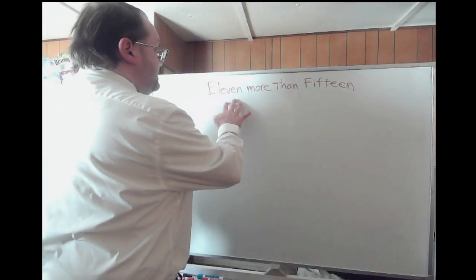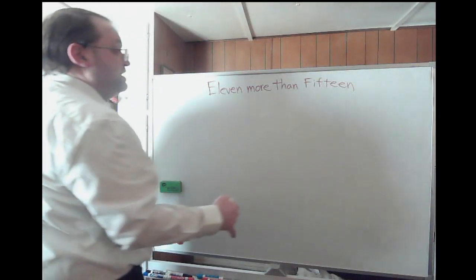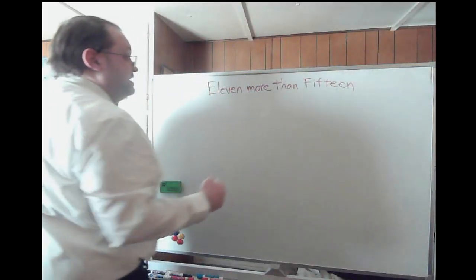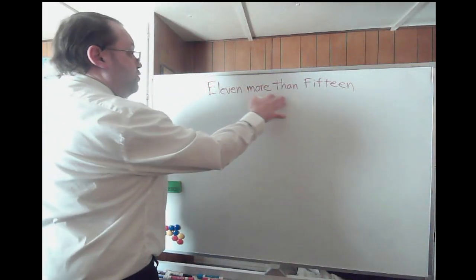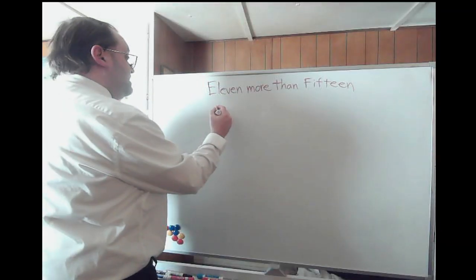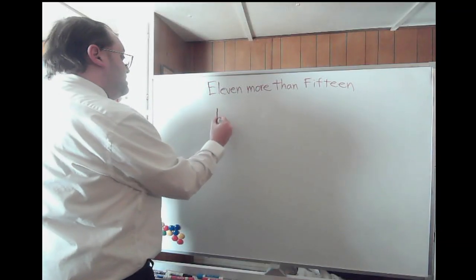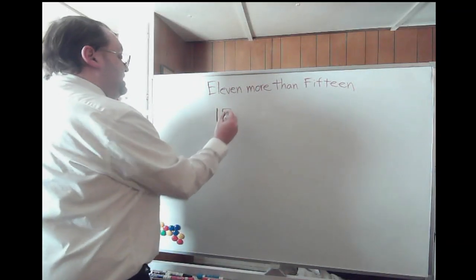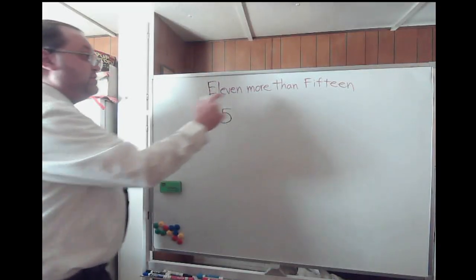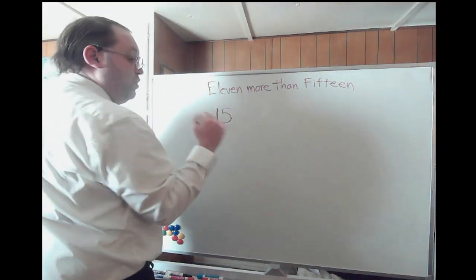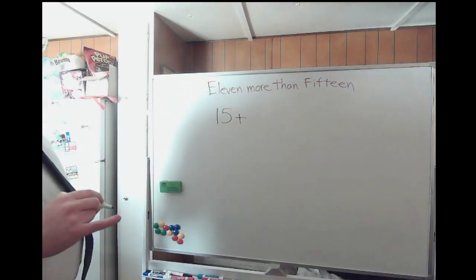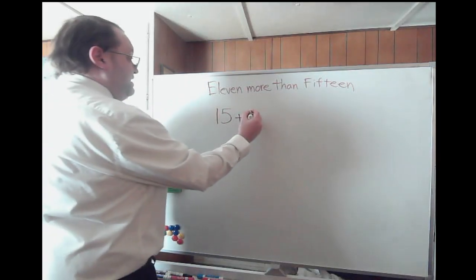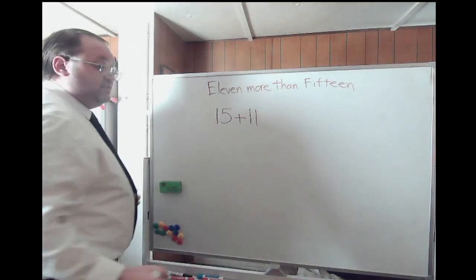If you see something with either more or less than, you'll start with the second number that's given. 11 more than 15. So if you see more or less than, you actually start with the second number given first. So that would be 15, right? 11 more than 15. More means addition also. So that would actually be 15 plus 11.